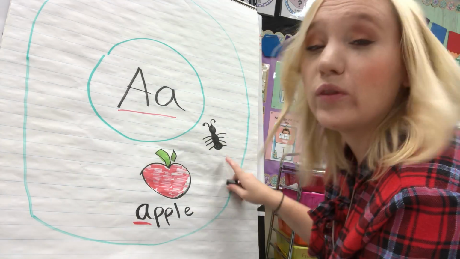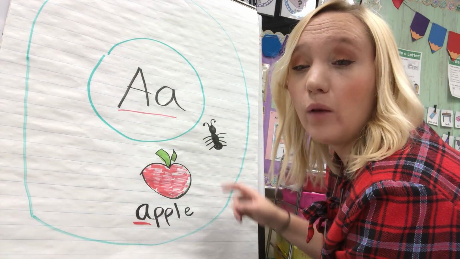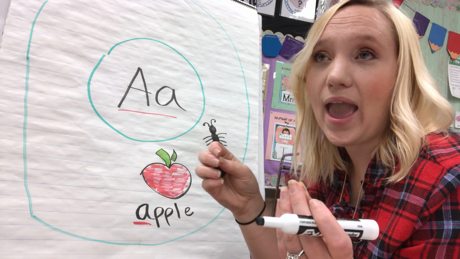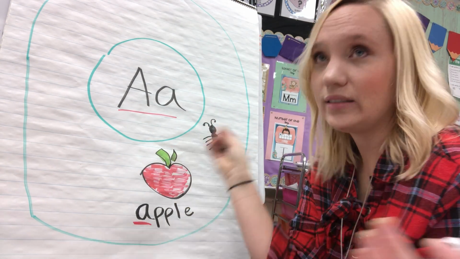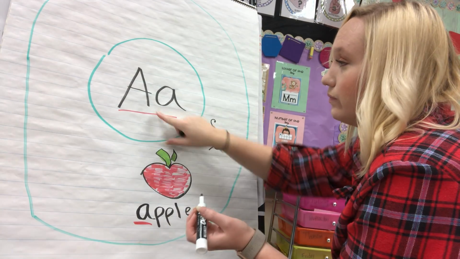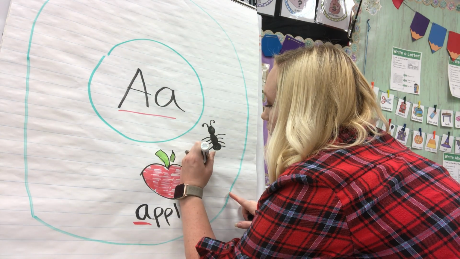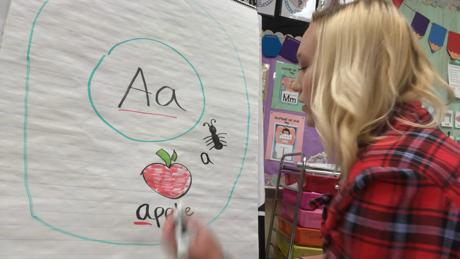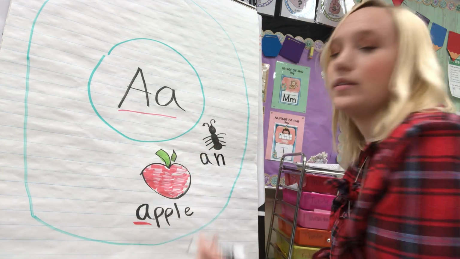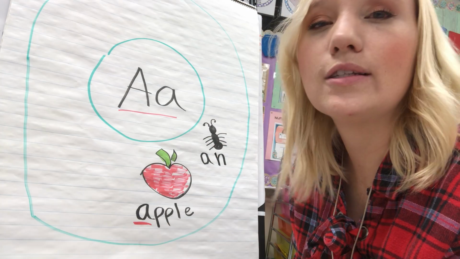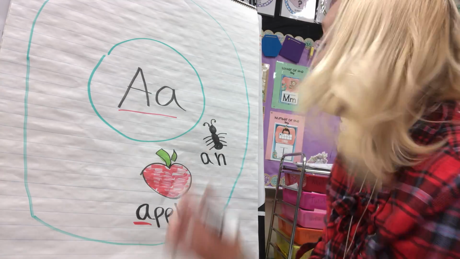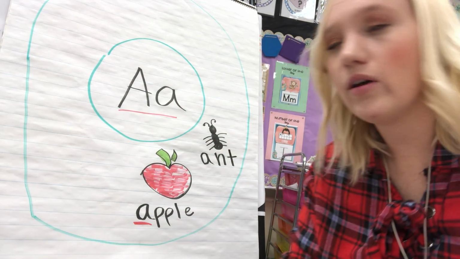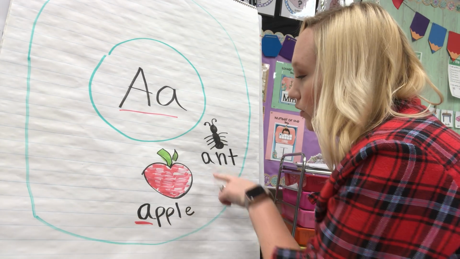So we're going to try to write the word ant. Help me stretch it out. We've got to sound it out. So we're going to stretch the word ant. Ant. So what comes first? A. What letter says N? Good. And t. What letter says the T sound? The letter T. Perfect. So we have the word apple, the word ant.